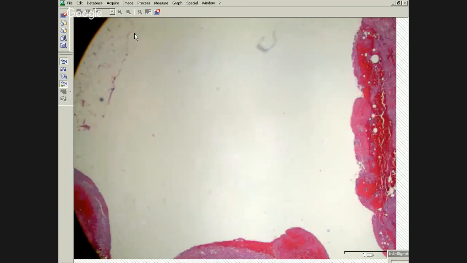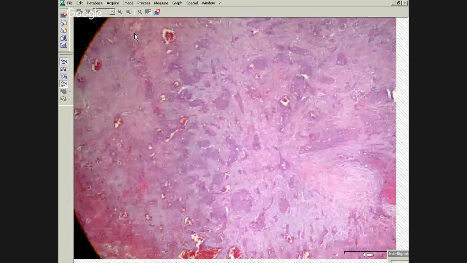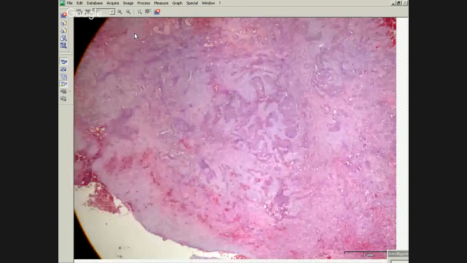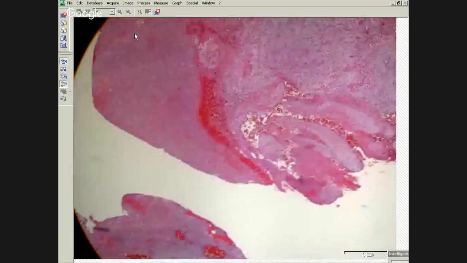Okay, so now we've got case 4, same history. 65-year-old guy with diffuse pleural thickening.